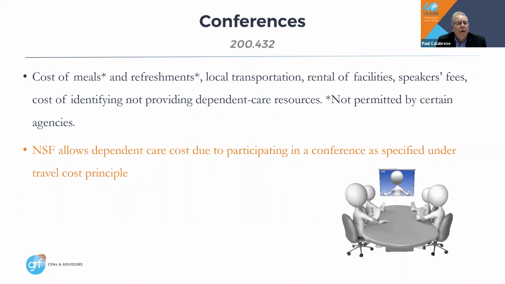Now, interestingly, the cost of providing dependent care when you're going on travel for these conferences is allowable, but most people don't have to pay for that. However, the National Science Foundation has a unique positive thing: if you have to go on these kinds of conferences and participate and you're traveling, the actual cost of the dependent care is allowable, which is unique, and it's only NSF. Next slide.